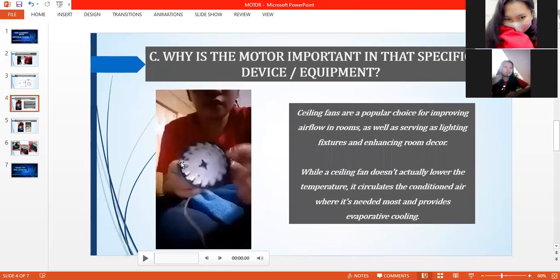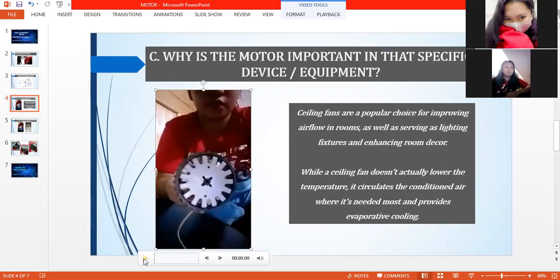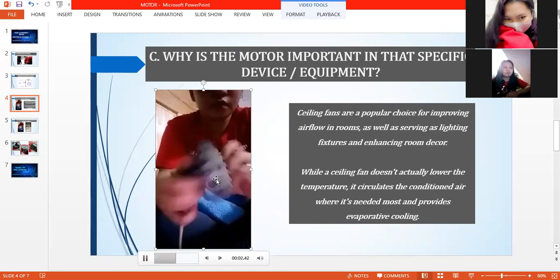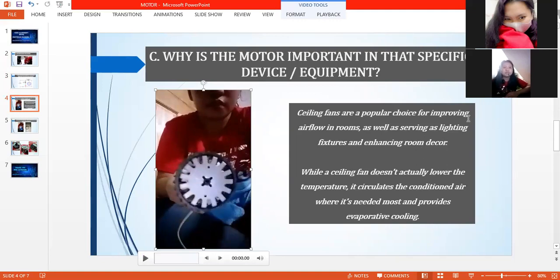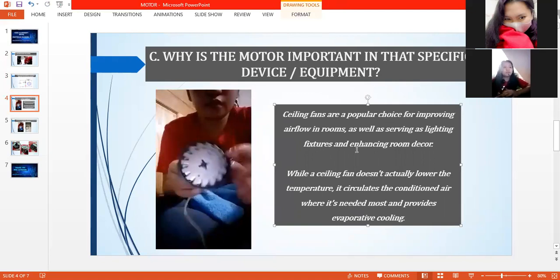And next is question letter C. Why is the motor important in that specific device or equipment? We have here the video. I am letting you see what the motor looks like. So that is the motor for our mini ceiling fan. First I will just explain what a ceiling fan is, or the uses of the ceiling fan. Ceiling fans are a popular choice for improving airflow in rooms, as well as serving as lighting fixtures and enhancing room decor.